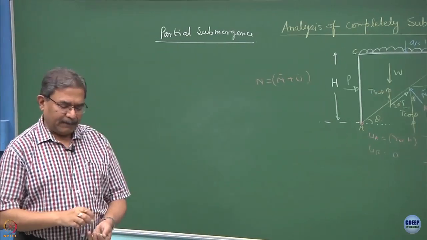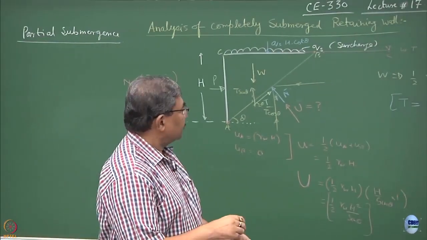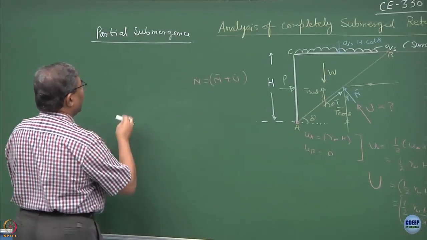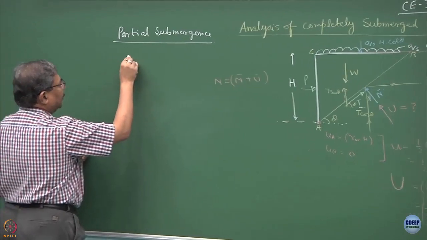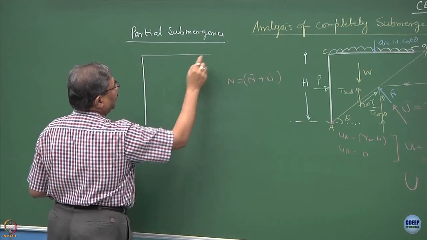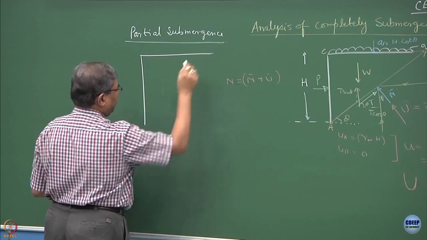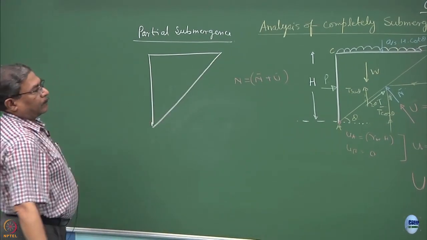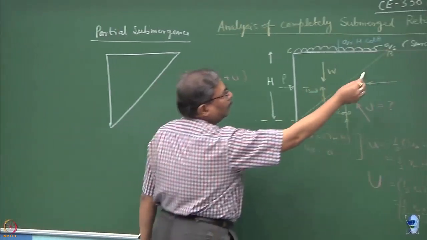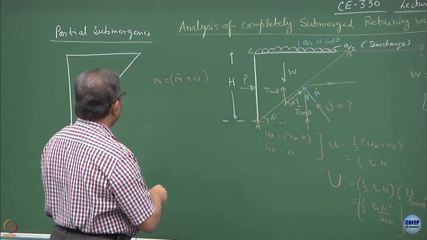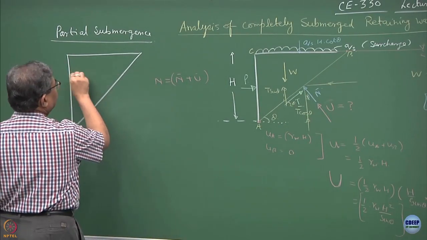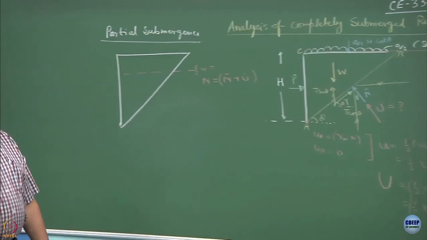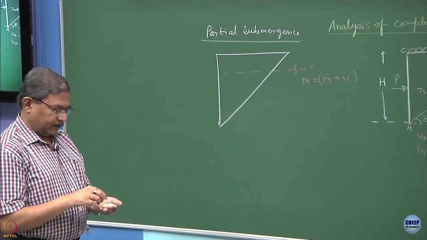In that case, what is going to happen? Any guess? The block or the trial wedge which we have considered is now going to be a composite of two sections. Now, rather than having the water table here, the water table has moved down to this place. So, what will happen to the weight?